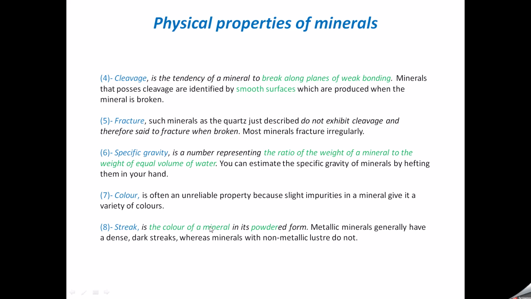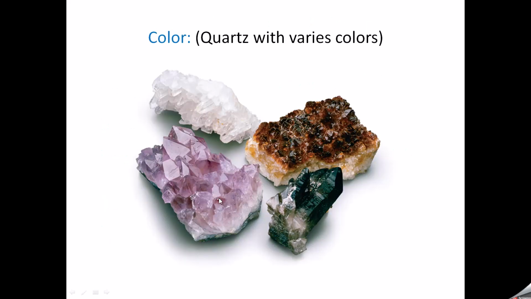Streak: the color of a mineral in its powdered form. So it is the color of the powder of the mineral. And here, in addition, metallic minerals generally have a dense dark streak. Just a side note for the metallic minerals. The non-metallic minerals don't have this dense dark powder.